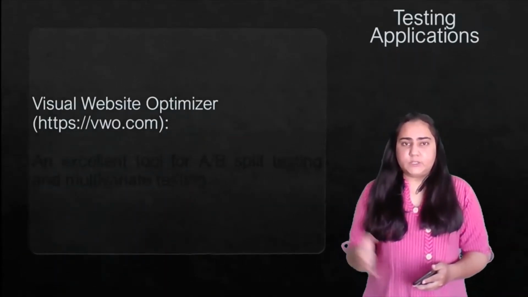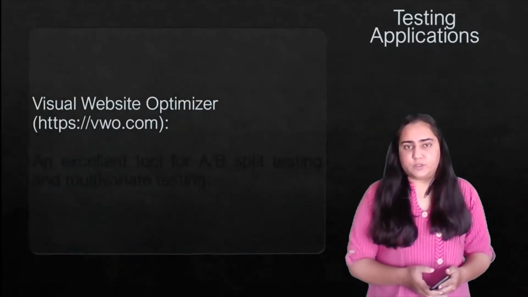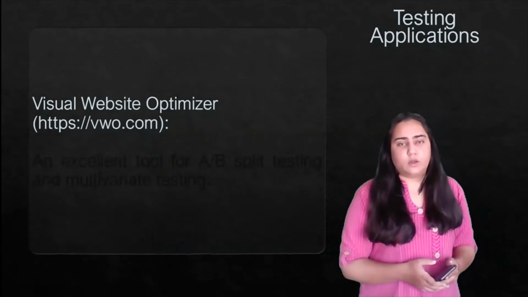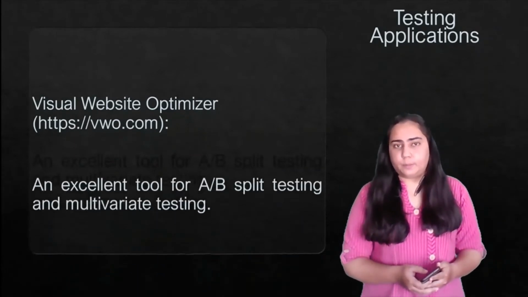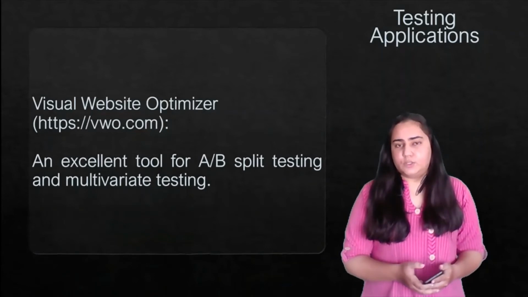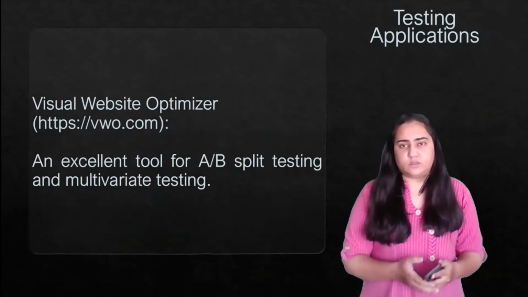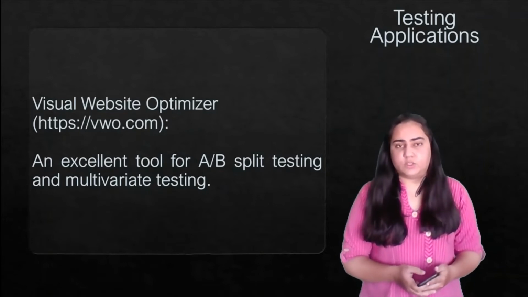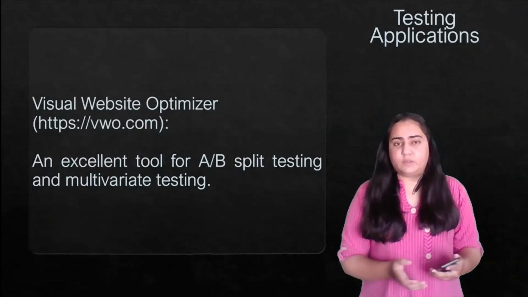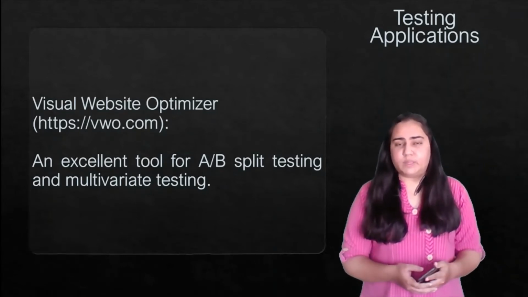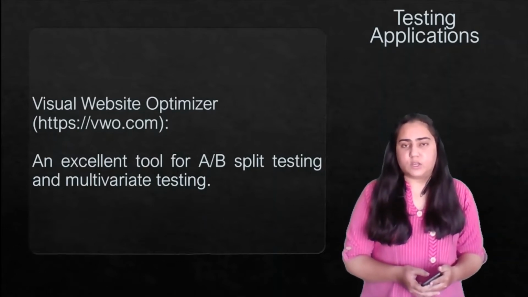The next application is Visual Website Optimizer, which is available at vwo.com. And it is an excellent tool for A/B split testing as well as multivariate testing. So there are so many tools available, and you can go through all of them and pick the one that is most suited for your needs.